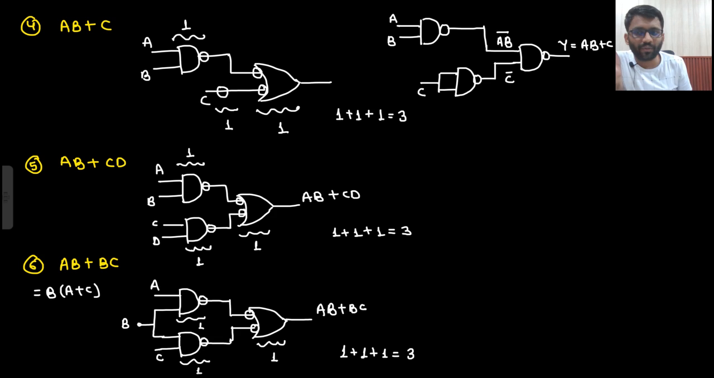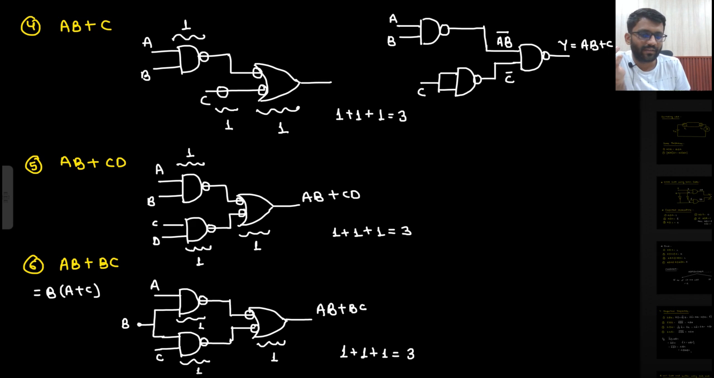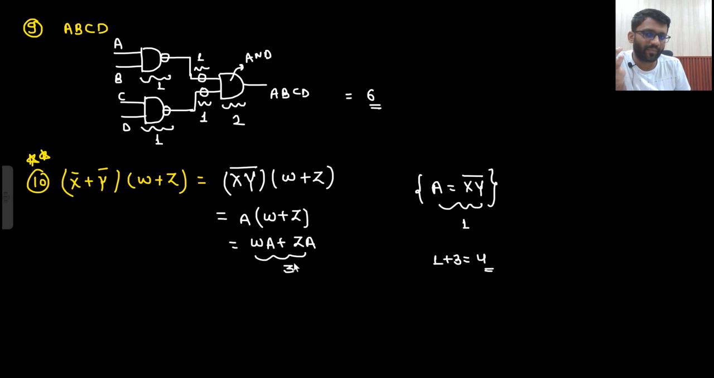These will be in your brain, right? AB plus C, AB plus CD. That I can implement in 3 only. These things. AB plus BC. I can implement all these in 3. So that will be in your mind. So here this is also in my mind that I can implement this in 3, and this I can implement in 1 only. That's it.